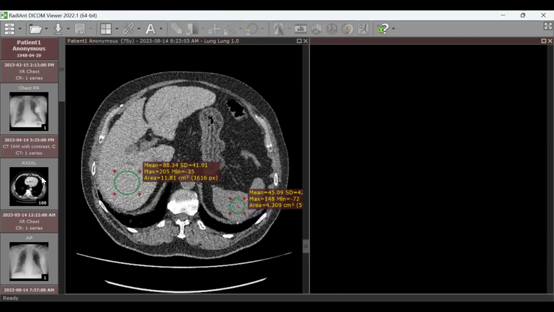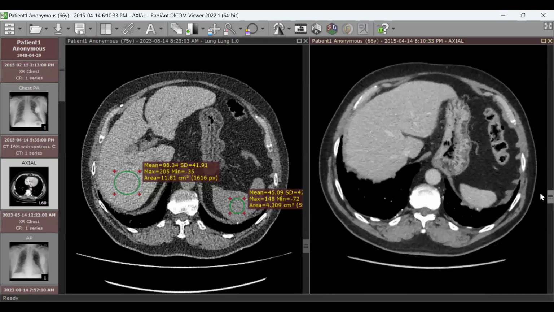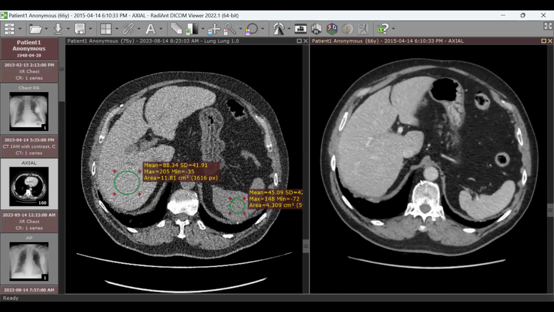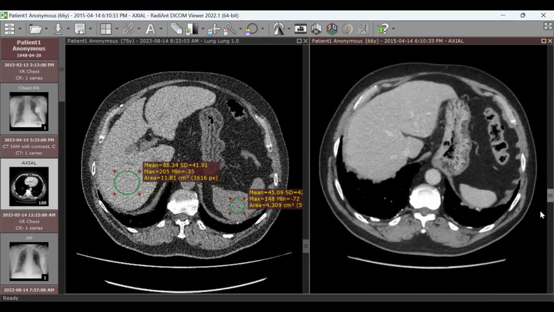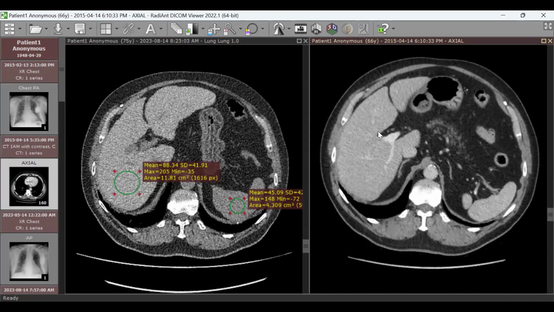That's 2015, 8 years before. This is also with contrast, but you can see clearly that the liver contour is fine. If we measure the densities here, there is no big difference between the spleen and liver, both taking contrast, right? But here, this is non-contrast, and we clearly see an obvious difference in density.